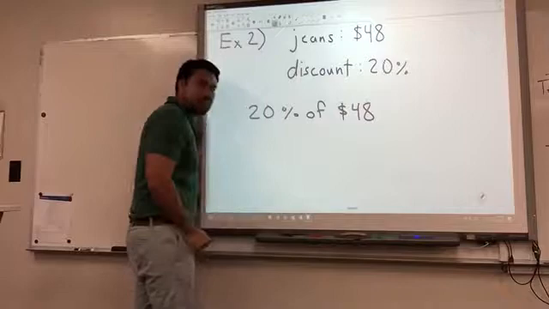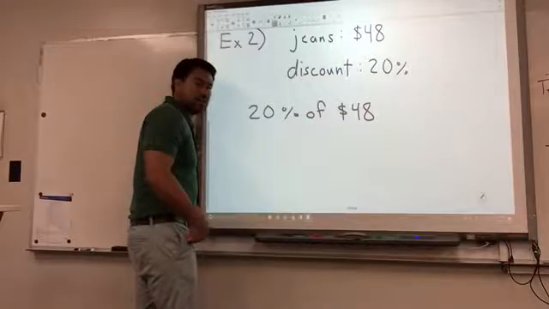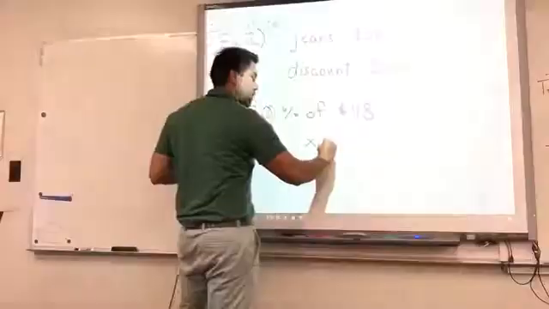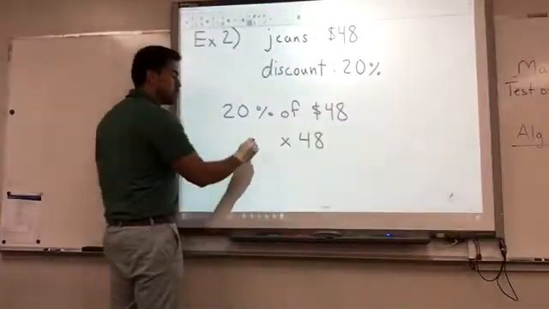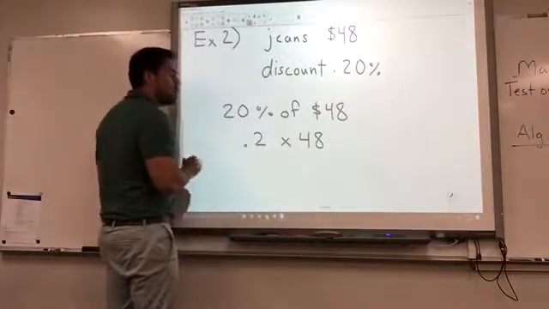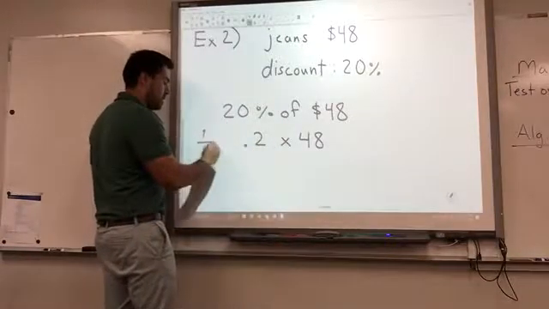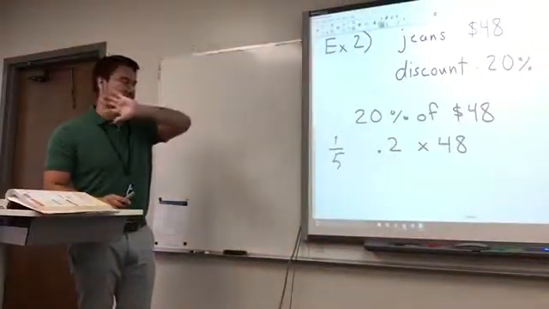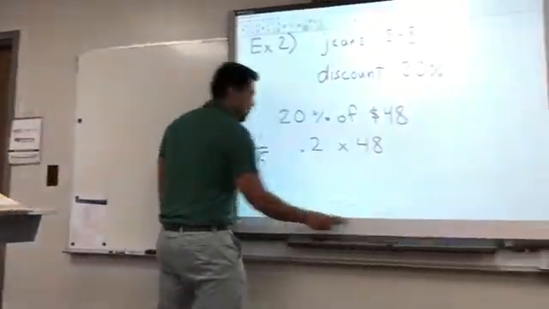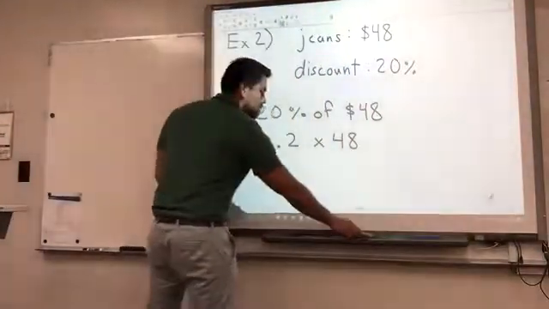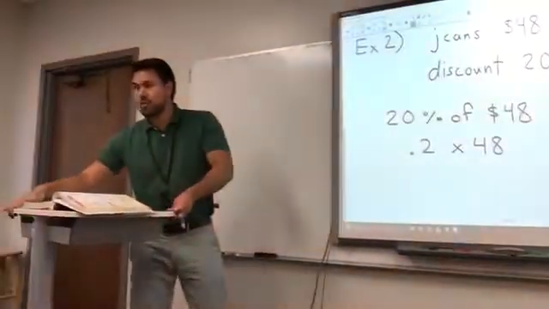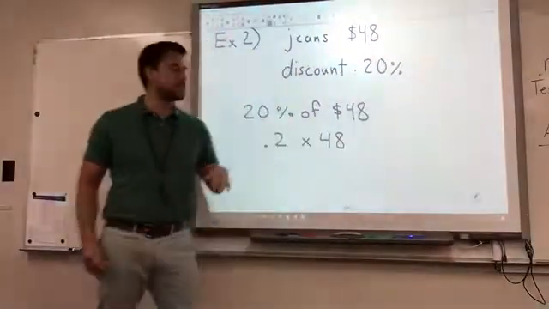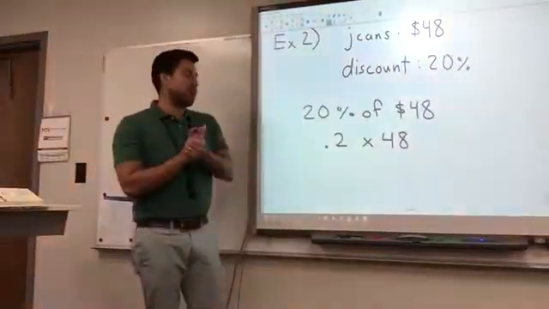And then what does of mean? Of means times, and then just 48 bucks. On these problems, you can use either the decimal form or the fractional form, which would be 1/5. Your choice, you could do whichever one. I would prefer the decimal form on these problems because a lot of them are going to have $48.55, $48.37. So getting the decimal might help you out, but you can do the fractional problem.